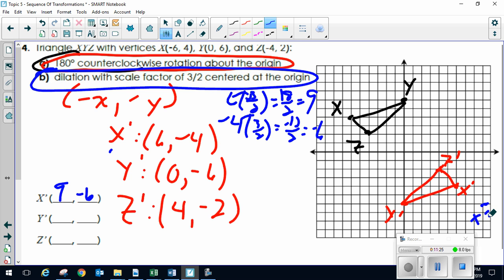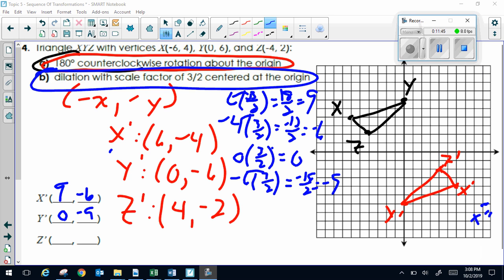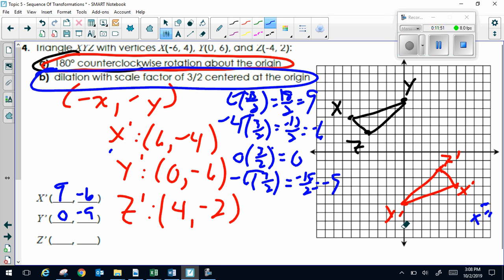Do the same thing for the y. 0 times anything, so 0 times 3 over 2, that's just going to stay at 0. That doesn't do anything. Negative 6 times 3 over 2, we've already done it with the positive. That's going to be negative 18, though, now, divided by 2, which gives me negative 9. So that means that now y double prime is 0, negative 9. So right here is my y double prime.